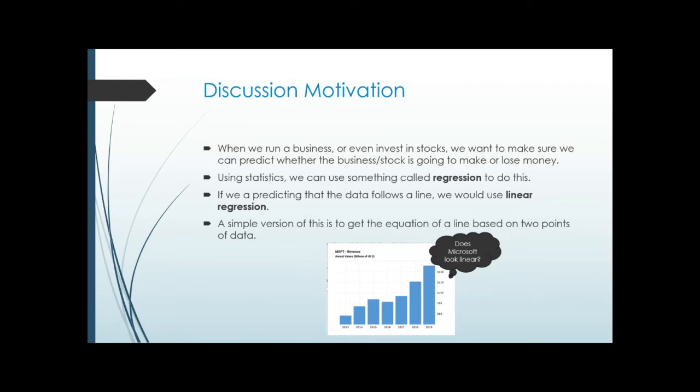So I have here a screenshot of, this is actually Microsoft revenue. So you can see that. And so if you're going to do a linear equation, and linear means you're going to have a line, you need to say, okay, does my data look like it roughly follows a line? Because if it does, then it's probably a good idea to predict it using the equation of a line.